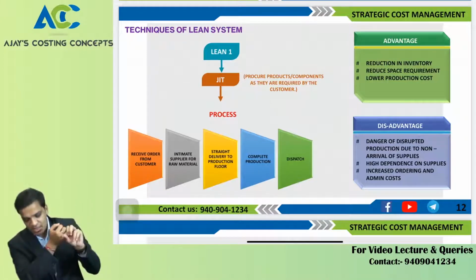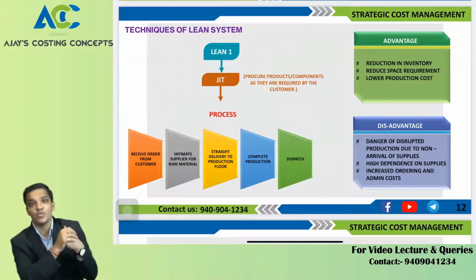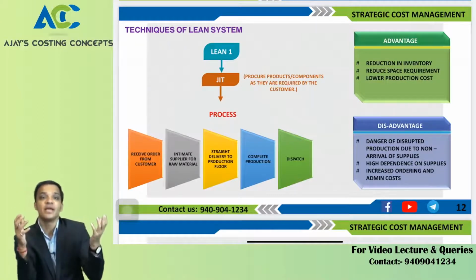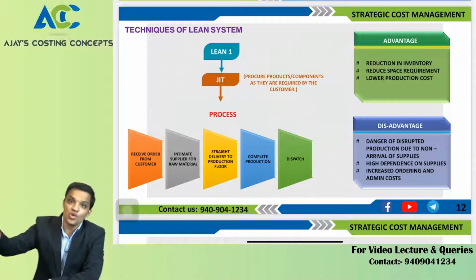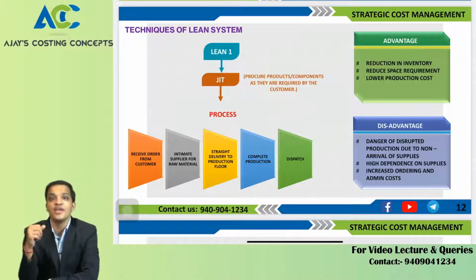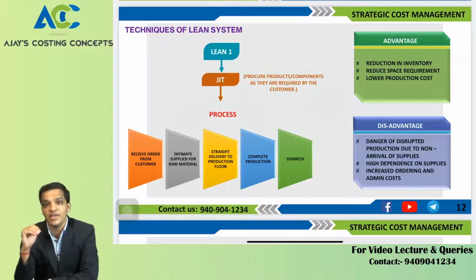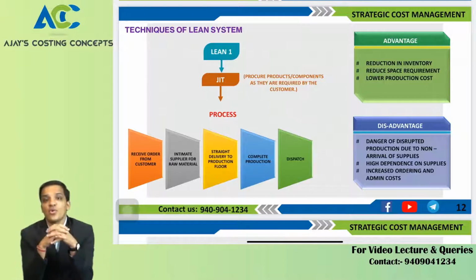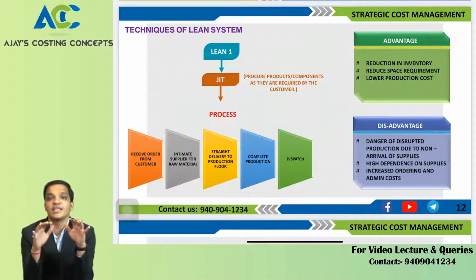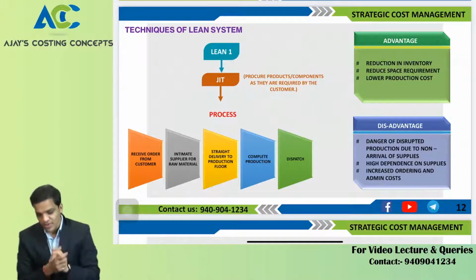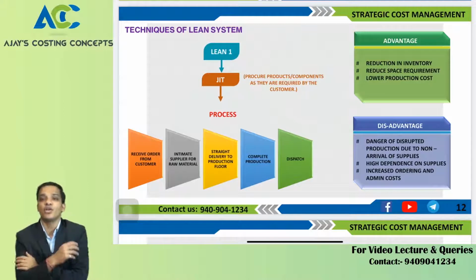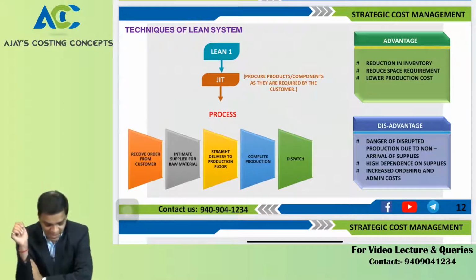Secondly, it increases order and admin costs, because there is a large number of orders. In inter, you have learned that there is a concept of EOQ, economic order quantity, where you always know that at this level of quantity we order, we shall get it at this lead time, and this much would be the ordering cost. But over here, the number of orders will increase because you will be ordering as and when required. And it is highly dependent on the supplier, which I have already discussed, right?